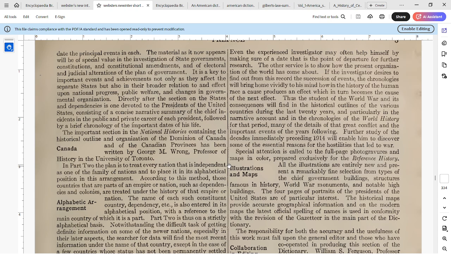In part 2, so we're now in alphabetic arrangement. In part 2, the plan is to treat every nation that is independent as one of the family of nations and to place it in its alphabetical position in this arrangement.